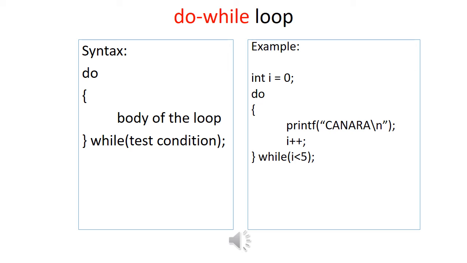inside the loop, and again printf Canara will be executed. Now I will be incremented from 1 to 2. So this will continue until I becomes 5. Once I becomes 5, the condition 5 is less than 5 does not hold good or becomes false, so the control will come out of the loop. We'll see further examples related to do while loop in the coming slides.